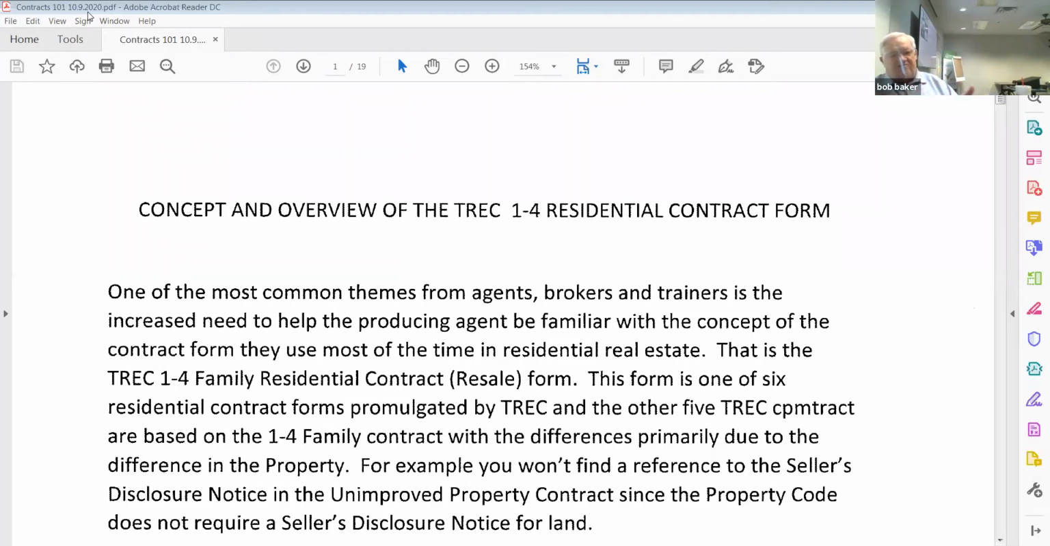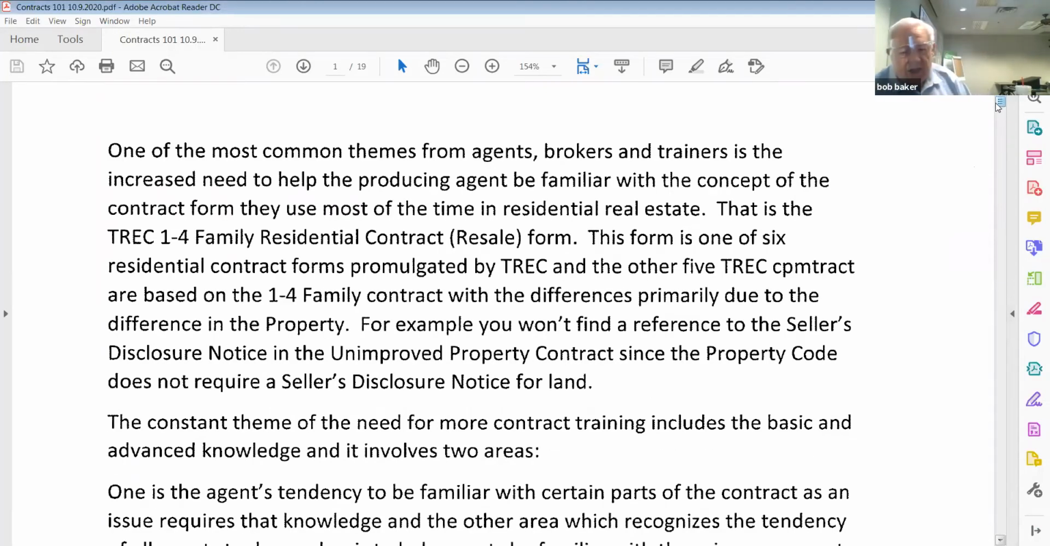The difference from one contract form to the other is primarily the difference in the property, such as the unimproved property contract. You won't have any reference to the seller's disclosure because you don't have that for land. In the condominium contract, you won't have any reference to a survey because you don't have that in a condominium. So the differences, the challenges we have as we work through that are going to be based on the type of property. So once you have an understanding of the 1 to 4 family contract form, frankly, you've got the concepts of all 6, with one little bit of an exception, the farm and ranch contract.